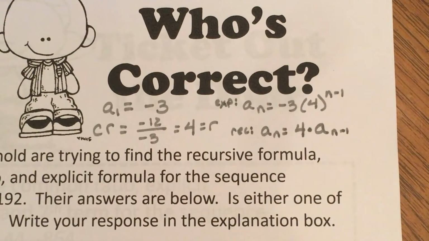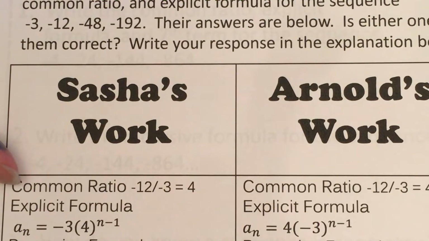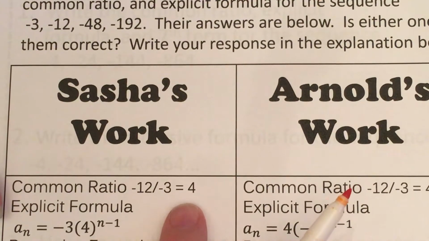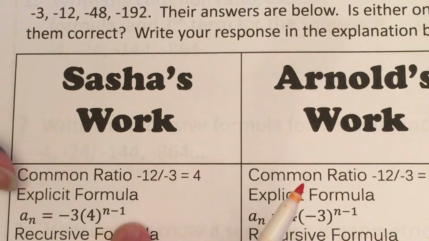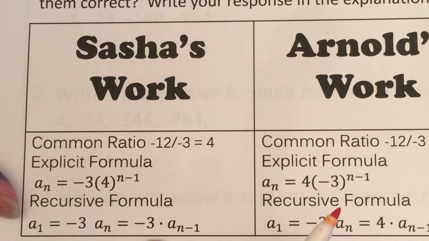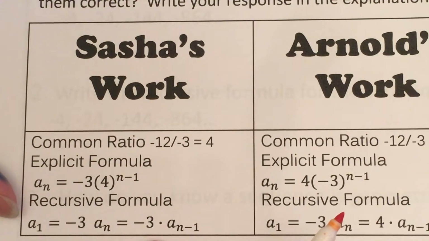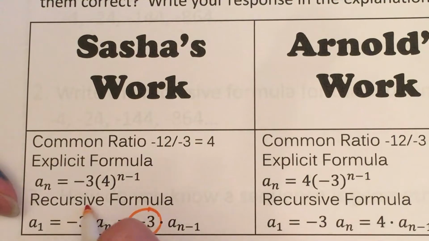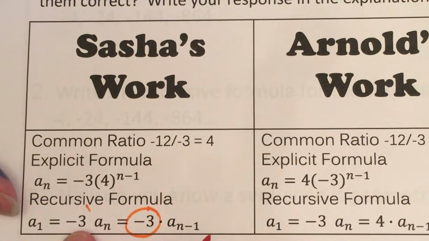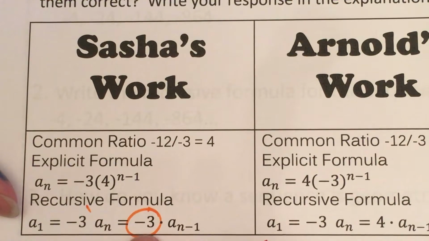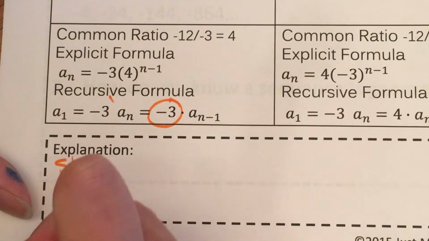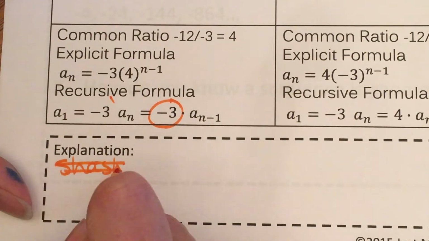Let's go check out Sasha's work. What did she do right? Her common ratio, that's good. Her explicit formula, that's good. Her recursive, whoa, what happened on a recursive? The initial value is good, but the recursive is messed up. So let's write that down. Oh, I didn't even spell her name right. Sorry, Sasha.